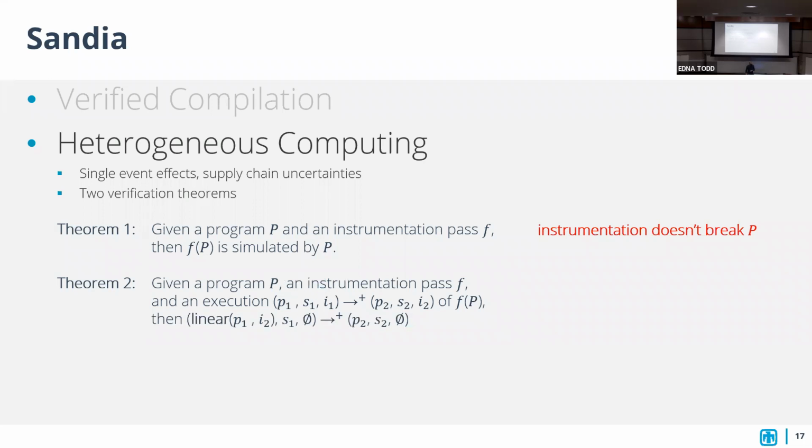Then if I linearize the code using the information I got from instrumentation, I should still end up in the same state.